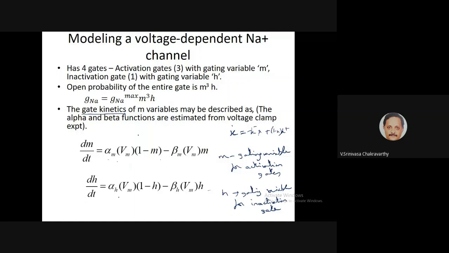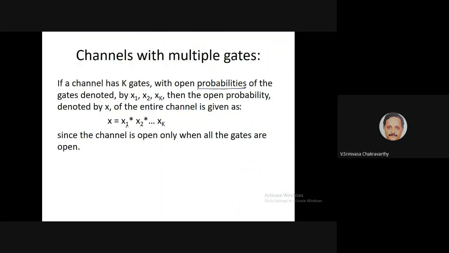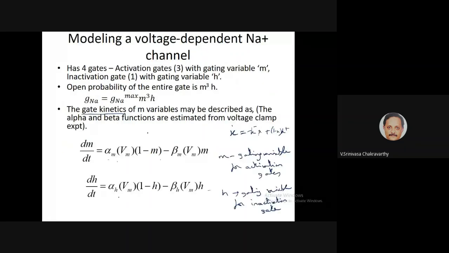So there are 4 gating variables, 3 m's and 1 h. Like I said, the probability of the channel opening is the product of all the gating variables, which denote the gate open probabilities. Since there are 4 gates, the first 3 gates have the same variable m, because they're identical gates, so m, m, m. The 4th gate is an inactivation gate, which has a gating variable of h. Therefore, the channel open probability for sodium channels is m times m times m times h, so it's m cube times h.